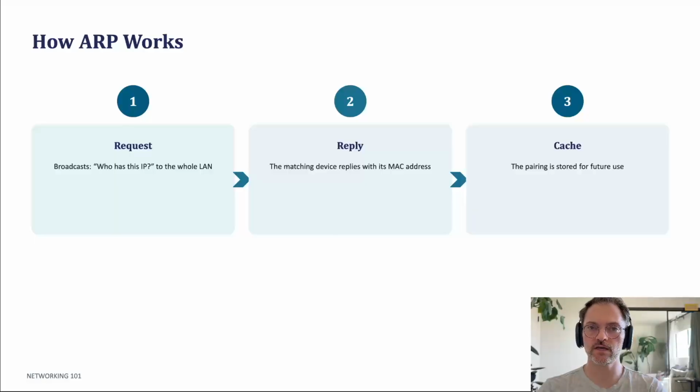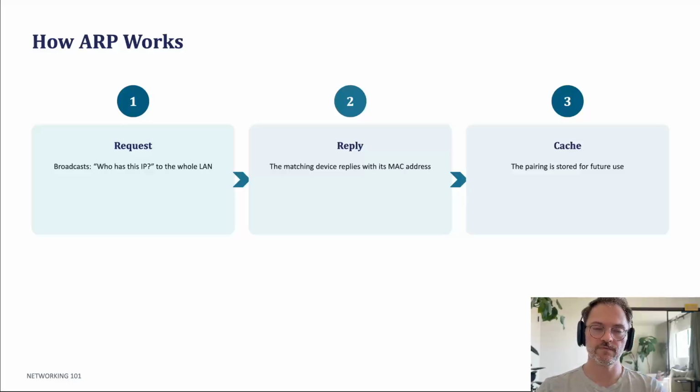Something like, who has IP 192.168.1.5? Tell 192.168.1.10. So it's broadcasting its own IP address, saying, hey, let me know who has this address. Step 2 is the reply. Whichever device has that IP address replies directly back to the sender with its own MAC address.